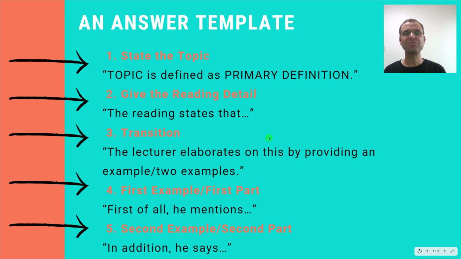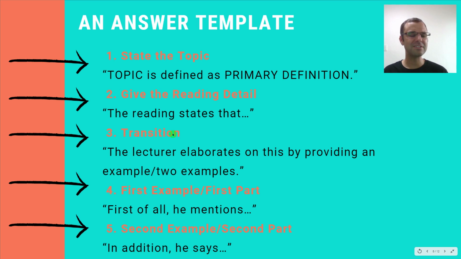So, answering the question. Well, if you've seen any of my videos, you know that I do love templates for answers. And in this case, you can use a 5-part template. How does it go? Well, it's on the screen here. First of all, you state the topic. This goes a bit like this. Topic, revealing coloration in this case, is defined as, and then you just mention the primary definition fairly quickly. Next up, give the reading detail from your notes. The reading states that, then just say what it states.